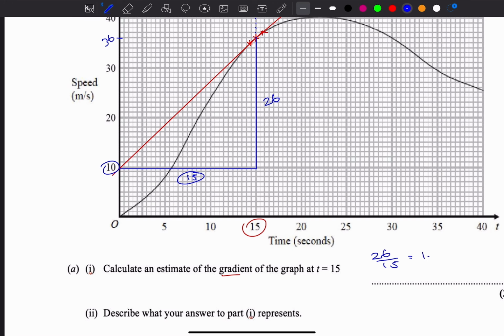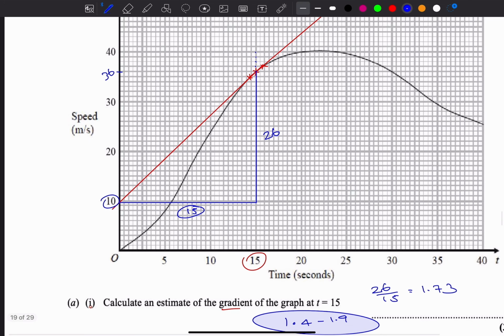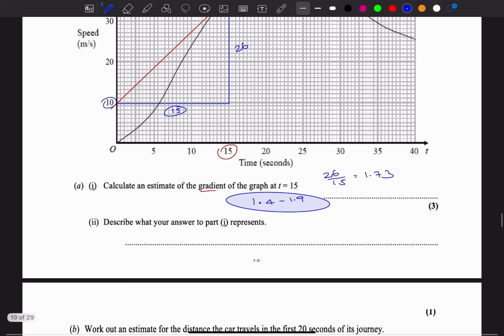1.73 I get. So I know your answer might vary. I will say any answer between 1.4 to 1.9 is correct. If you get anything between 1.4 and 1.9, you're good. Remember, gradient of a speed time graph is always acceleration. The gradient of a speed time graph is an acceleration.